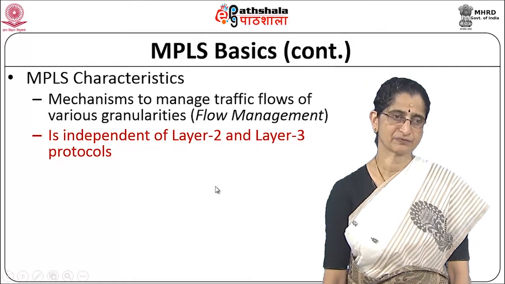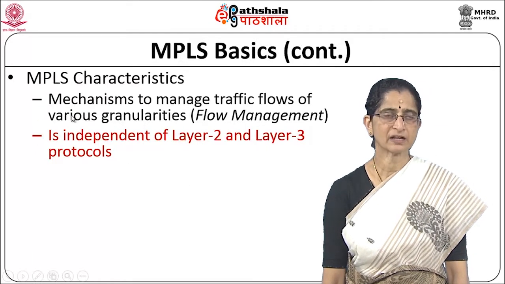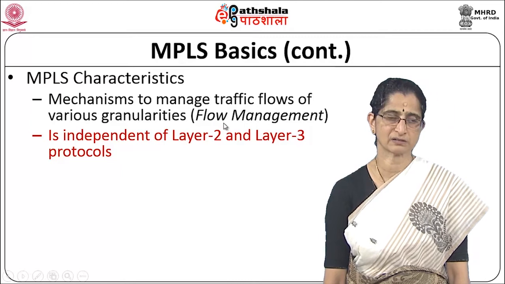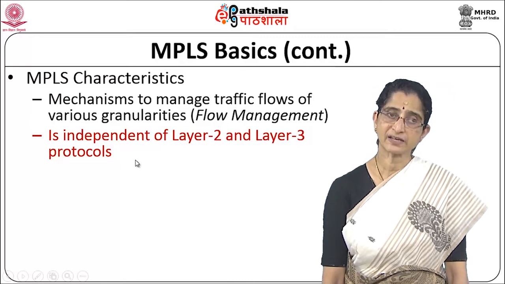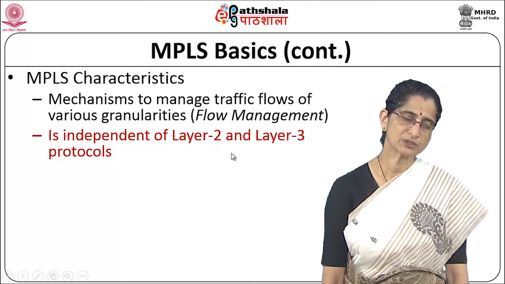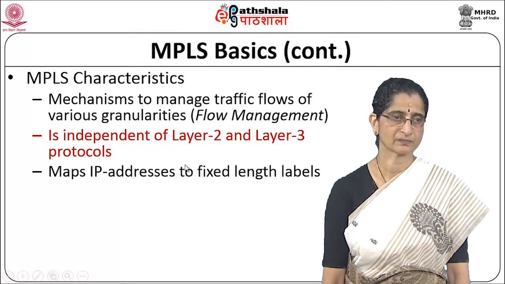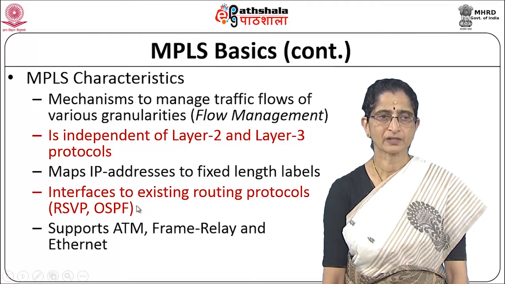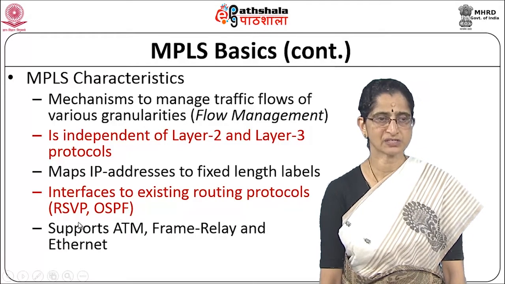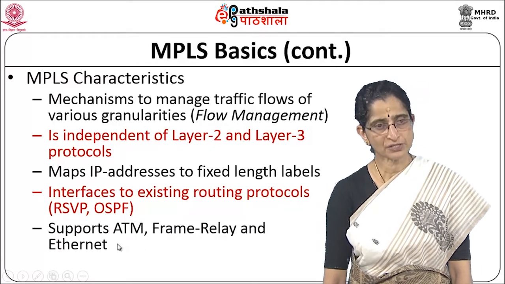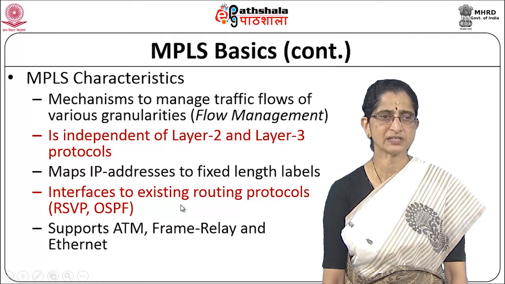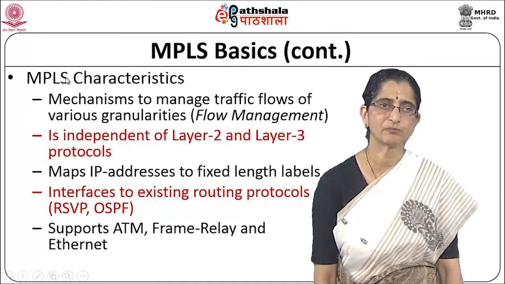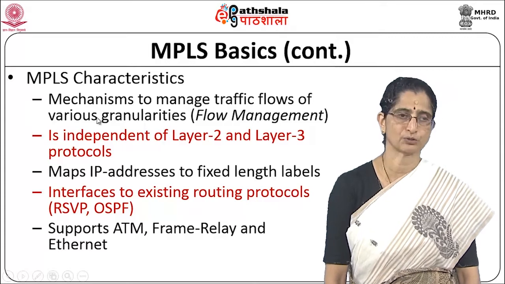If you look at the characteristics of MPLS, there are mechanisms to manage traffic flows of various granularities. Some kind of flow management is widely supported, and it is independent of the layer 2 and layer 3 protocols, which means it can work with a variety of layer 2 and layer 3 protocols. What it essentially does is map IP addresses to fixed length labels, and it interfaces to existing routing protocols such as RSVP, OSPF and so on. It supports ATM, frame relay and Ethernet at layer 2. You can see that it works with a number of protocols, which is where it gets the name multi-protocol label switching. So it can work with multiple protocols.